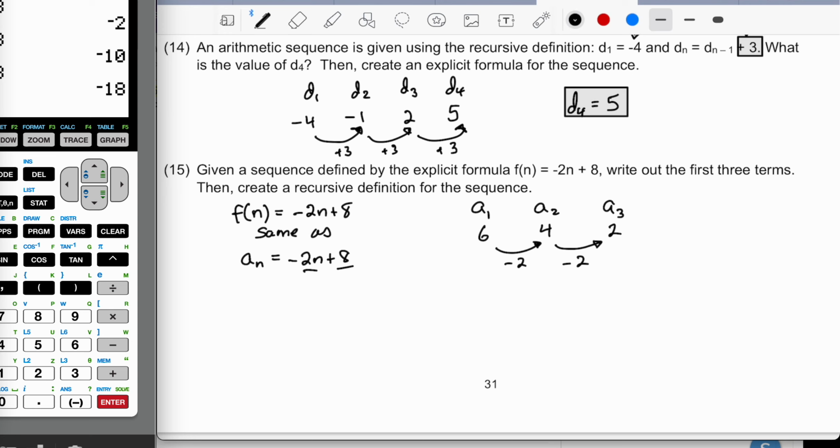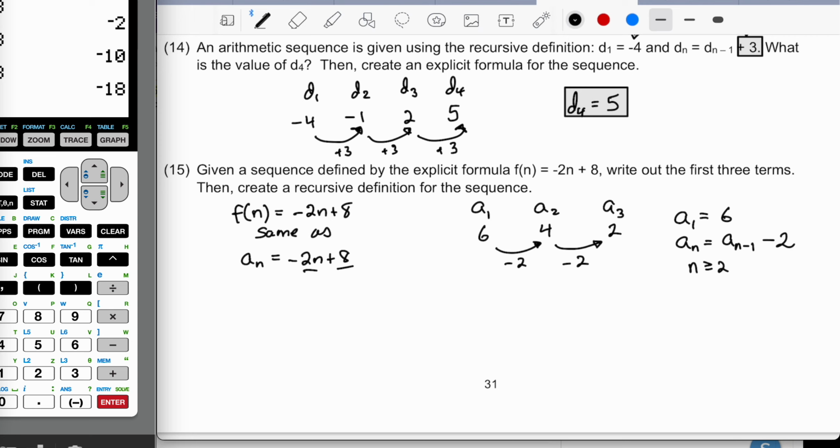All right, but I need my 3 ingredients for the recursive model: the first value in the sequence, the rule for the sequence, and then the domain. First value here is 6. The rule for the sequence is take the previous value and subtract 2 from it every step of the way, and you'll get the next term of the sequence.